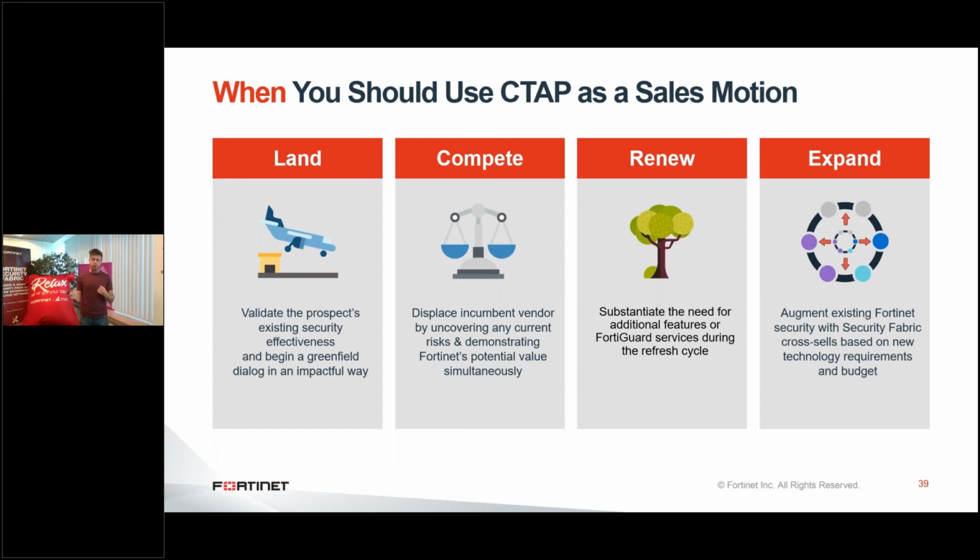Third one is for renewals. Maybe your customer is using a license, and they are doubting whether they want to extend it or not. Then you can use a CTAP just to show the benefits of this particular solution. And the last pillar is for expanding the Fortinet Security Fabric. We can see this, for example, with the CTAP for email, where you can do an upsell and integrate FortiMail within the customer's network.